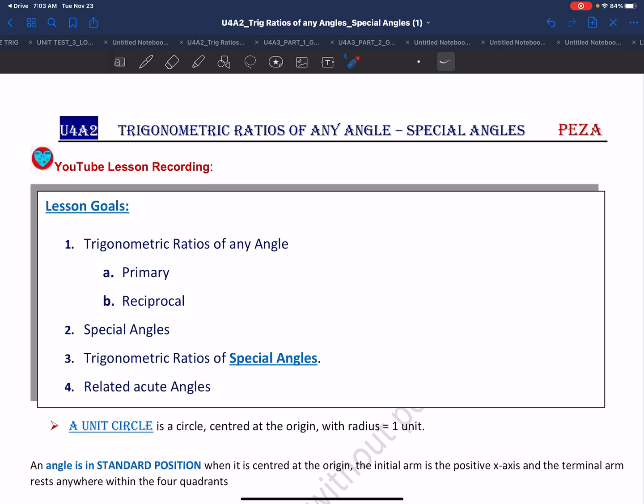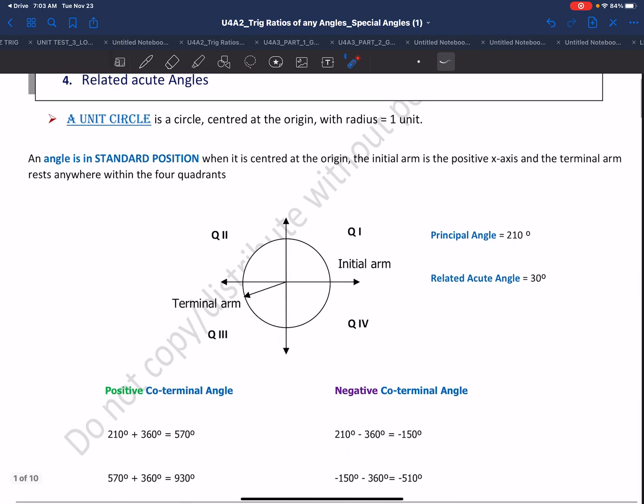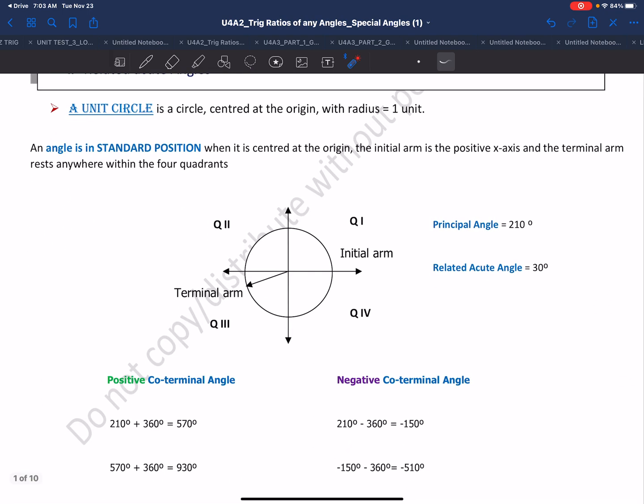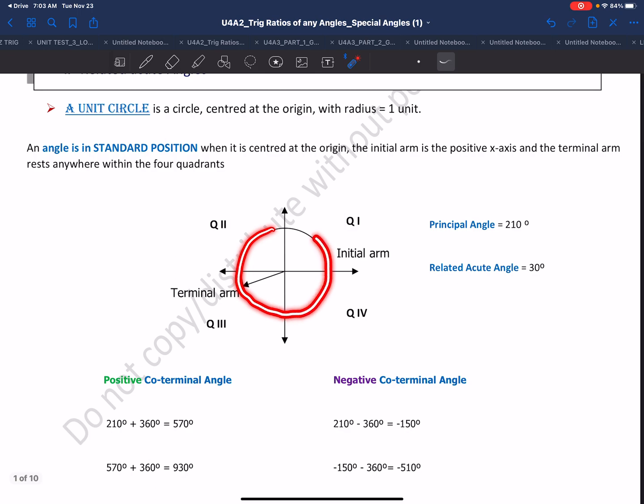Hello and welcome. In this lesson, we'll discuss trigonometric ratios of any angle, and then we'll shift our focus to special angles. So let's get started with some definitions. A unit circle is a circle centered at the origin with a radius of 1 unit. We use the unit circle in trigonometry to better communicate our understanding of trigonometric ratios and, as a result, the solutions to many problems that are related to trig ratios.